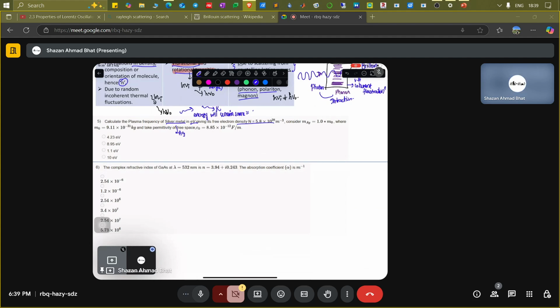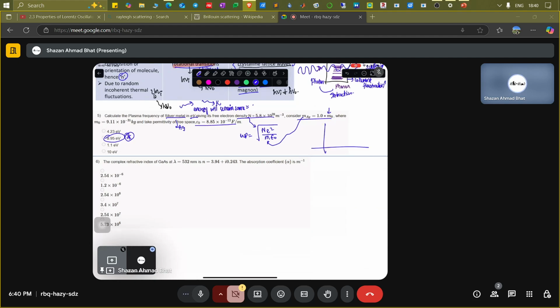Next, calculate the plasma frequency of silver, Ag, in electron volts, given its free electron density. This is given. The mass is given. Epsilon is given. You can compute the plasma frequency as n e squared over m epsilon naught. Everything is given. You can use the electron density as n, and you can use mass as 1.1 times the free mass of the electrons, and you should get the value as 8.95 electron volts. So this is the plasma frequency.